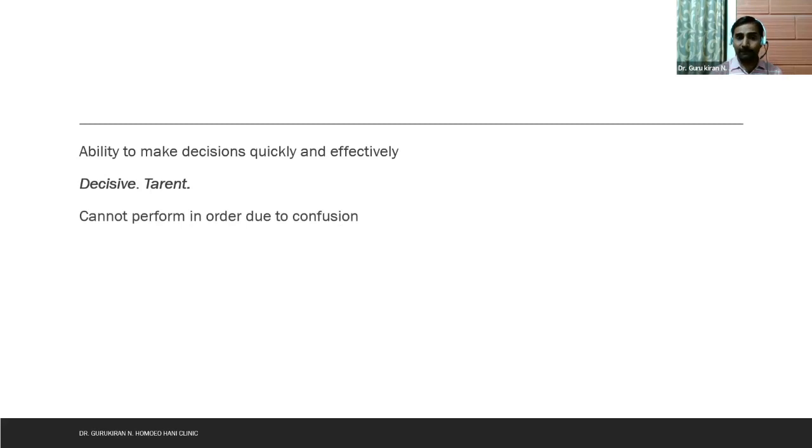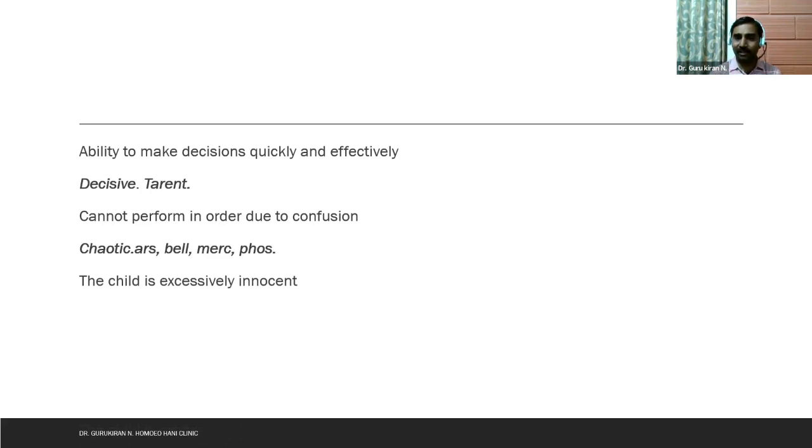Then we have to think after taking the totality. The patient cannot perform in order due to confusion. What is it? Chaotic. He cannot perform, he cannot do anything. The patient will be under confusion. What it is called as chaotic. So the major remedies are Arsenicum, Belladonna, Mercurius, Phosphorus. The Mercurius keynote is chaotic, directionless. It will be under confusion, no direction at all.